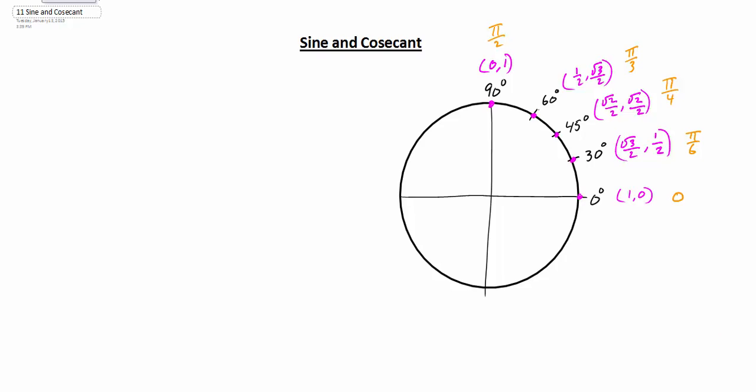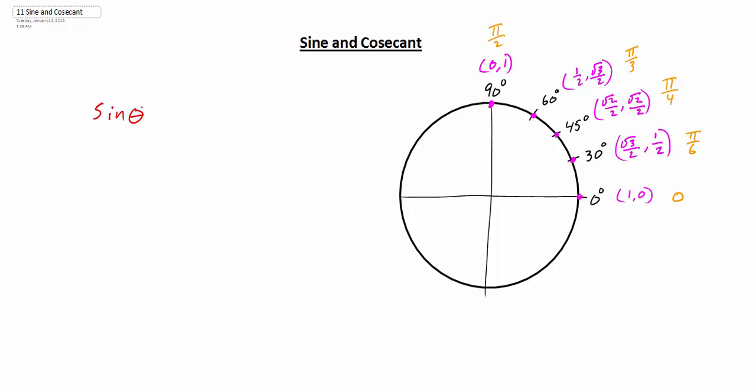In this video, we're going to look at two of our 6 trig functions, the sine and cosecant. I want to start by looking at the sine function, which we note as sin for sine, and we're going to take the sine of theta.